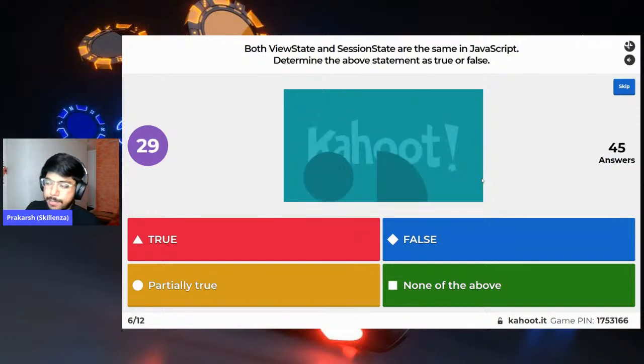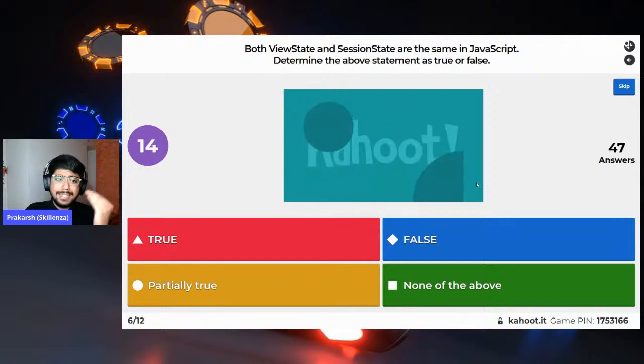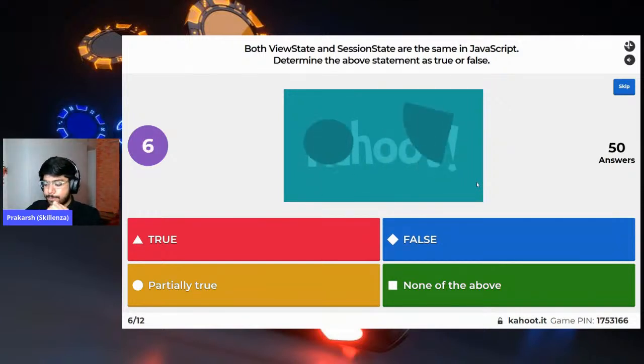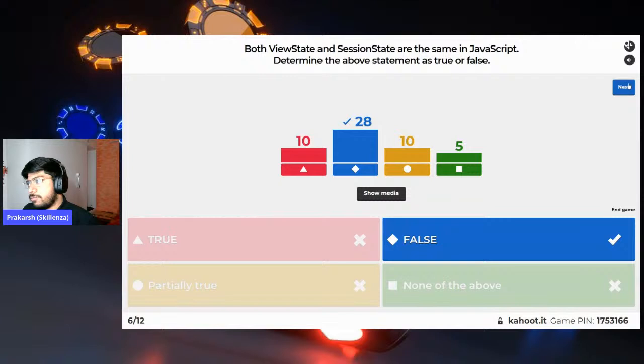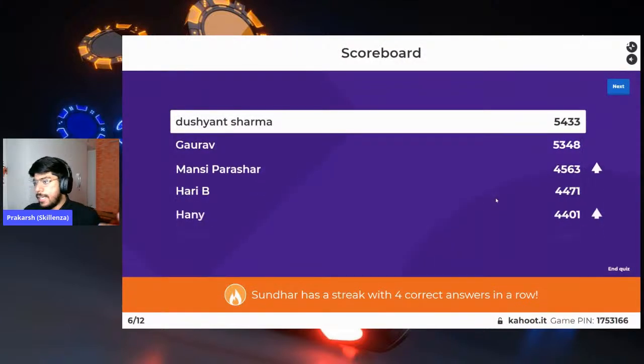Forty-four answers. 30 seconds left. 20 seconds left, 45 answers, 46 answers, 18 seconds left. There are people who are just answering with 1 second left. You'll get less points. Why do that? Let's see. Okay, Dushyant on the first. Gaurav, Mansi, Hari B, Hari.